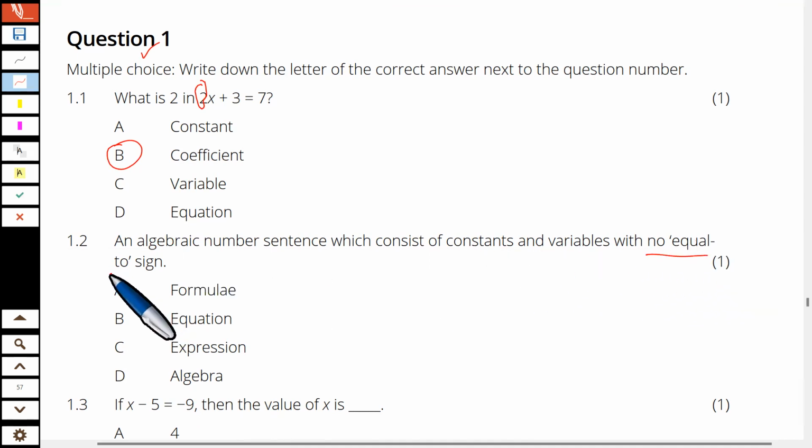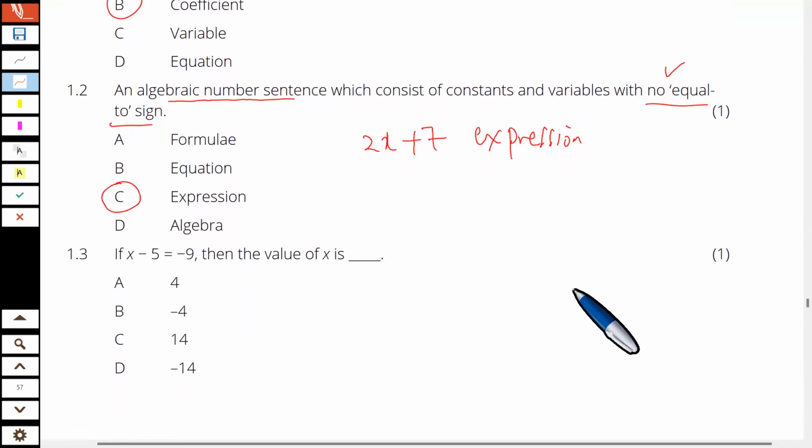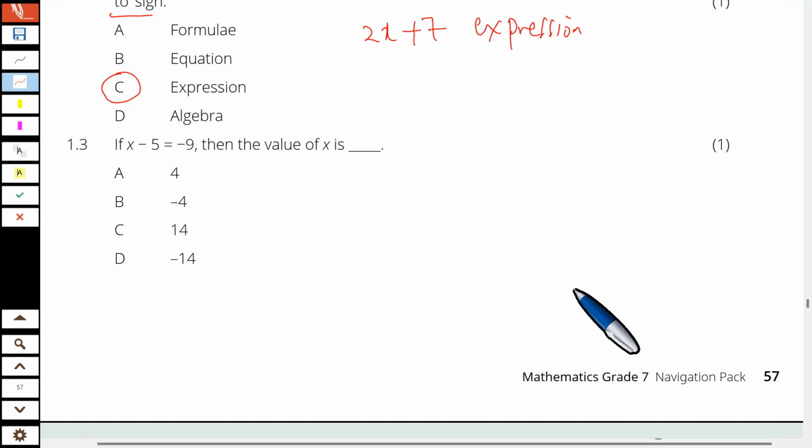Okay, right. The algebraic number sentence, which consists of constants and variables with no equal sign. Is it a formula? Is it an equation? Is it an expression? Is it an algebra? Your thoughts, please. I think it is an expression. Most definitely, it is an expression. Well done, because an expression has no equal sign, like 2x plus 7 is just an expression. Next question. So in 1.3 now, if x minus 5 is equal to minus 9, then the value of x is what?